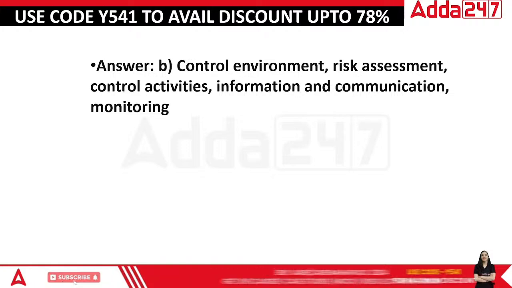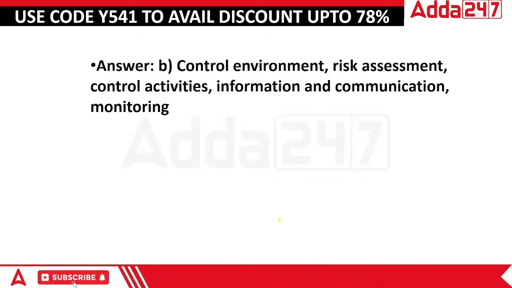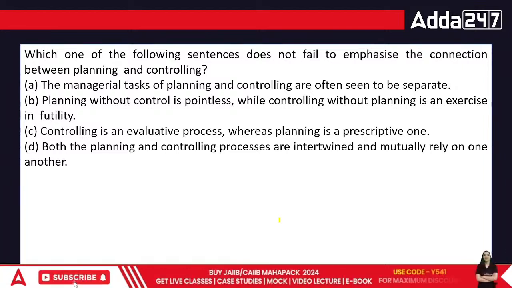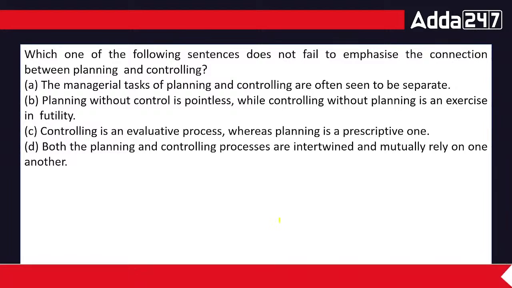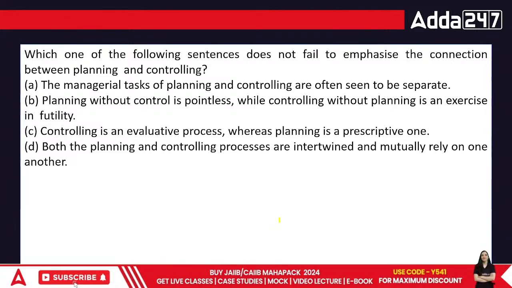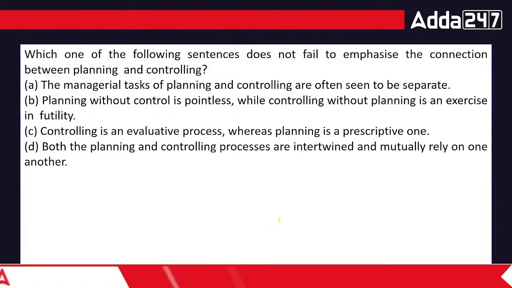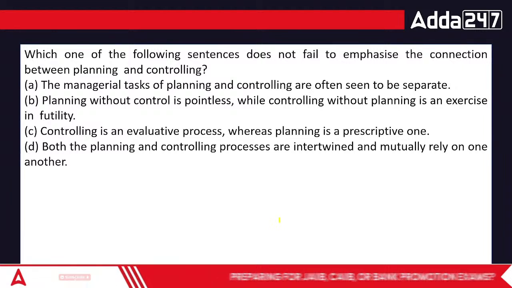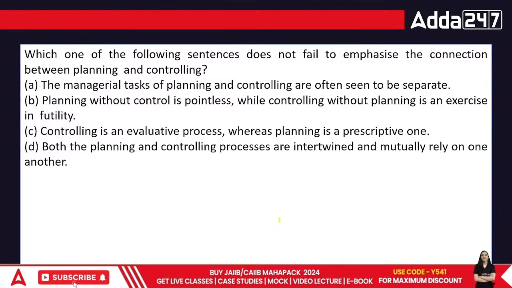Let's move on to the next question. Which of the following sentences does not fail to emphasize the connection between planning and controlling? Planning and controlling are very important, everyone. Without controlling, you won't be able to understand what the previous plan was and whether it was reasonable or not. The planning part is done and then you do the corrective actions wherever necessary.